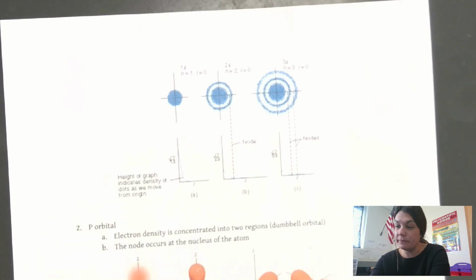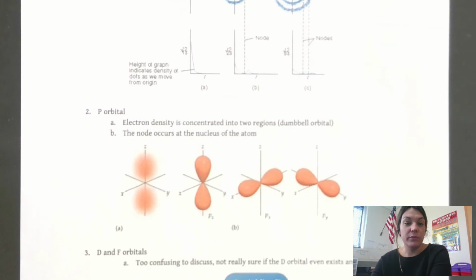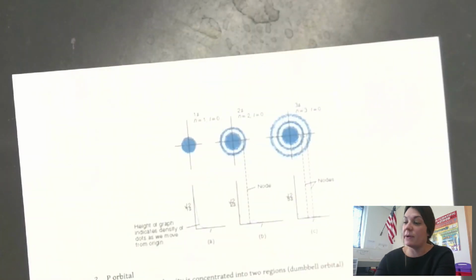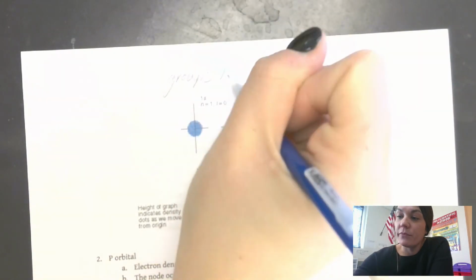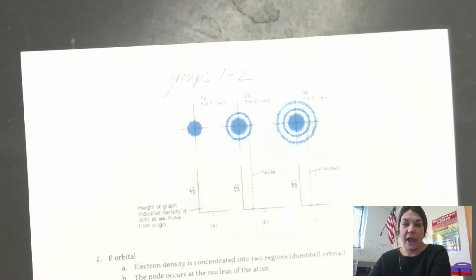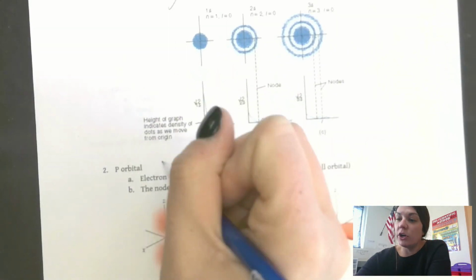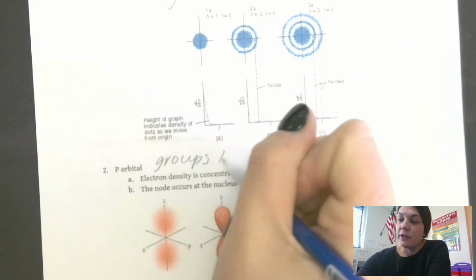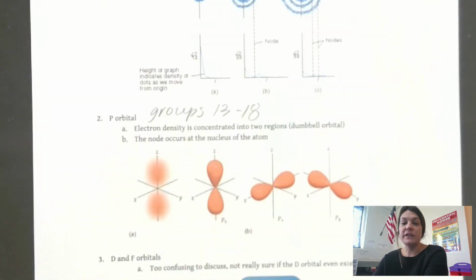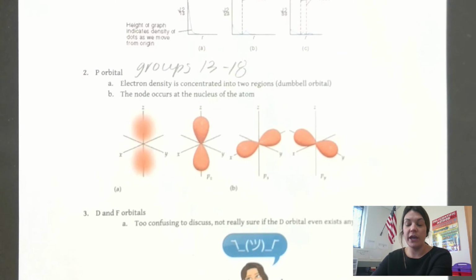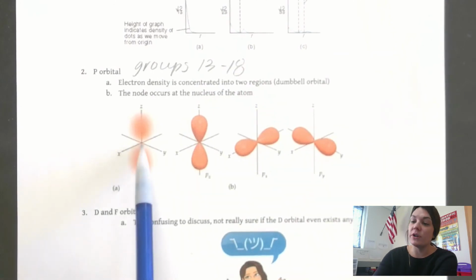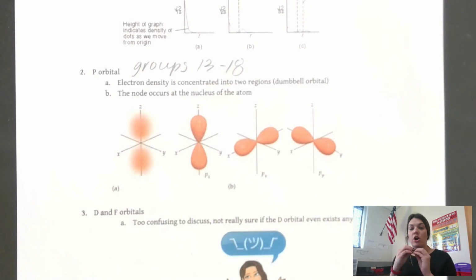Okay? You also have your p orbital. Let's just refresh our memories. The s orbitals are groups 1 and 2, where our p orbitals are groups 13 through 18. This is where electrons are concentrated into two regions, which we know as the dumbbell orbital. Okay, and in this case, the node is where the middle of the dumbbell region is, which is the nucleus of the atom.